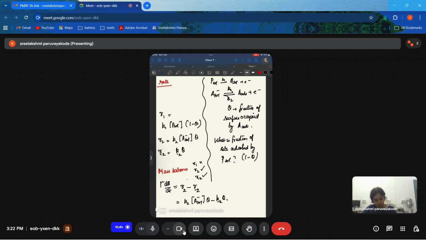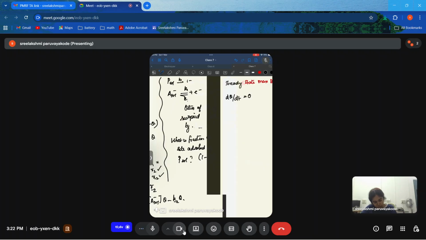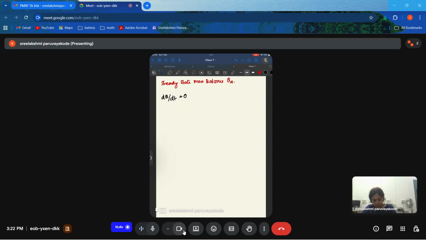Now after this, what is the next step we do? After writing the rate and the mass balance, the next one is the steady state mass balance so that we can find out theta SS, right? So I'm equating d theta by dt to 0. And what does this become? K2 A solution minus theta minus K minus 2 theta.